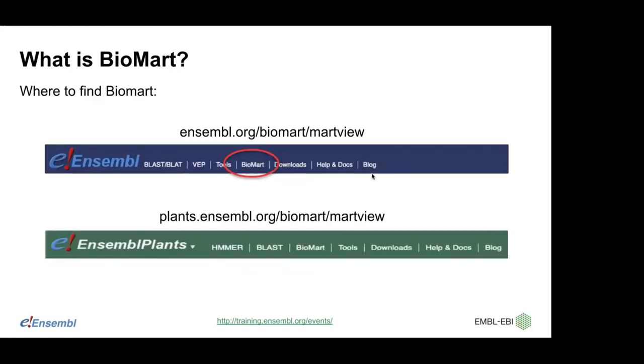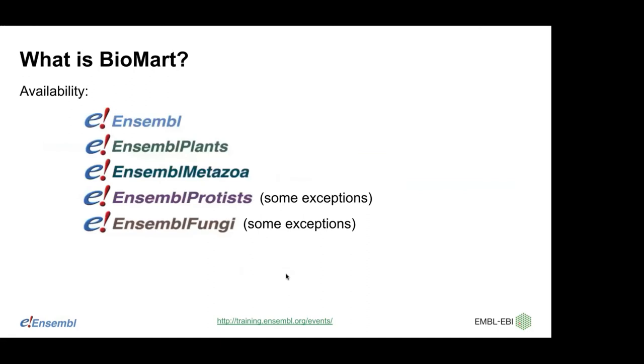And you can find BioMart on the blue navigation bar at the top of the Ensembl vertebrates page. And then it's a different color for Ensembl genomes, depending on the taxa. So I've used the example over here for Ensembl plants. BioMart is available for all taxa divisions apart from bacteria, as there are just too many of them.